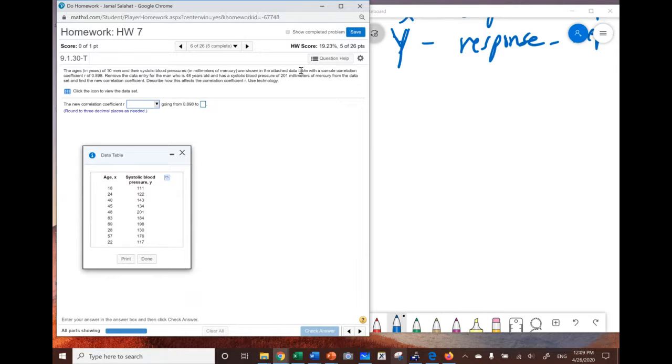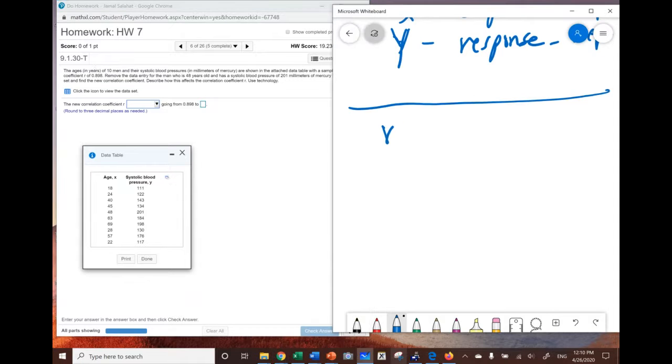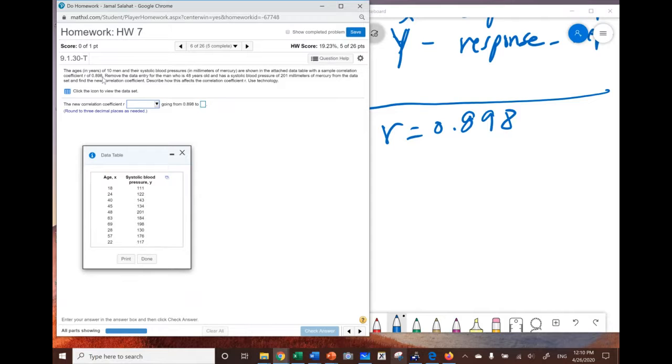In this question in here, they tell us with a sample correlation coefficient R, so they already calculated R for us. They told us R is equal to 0.898. Again, it is here. They stated R for us. It says remove the data entry for the man who is 48 years old. So there is the man, 48 years old. We're going to remove the reading in there because it could be wrong.